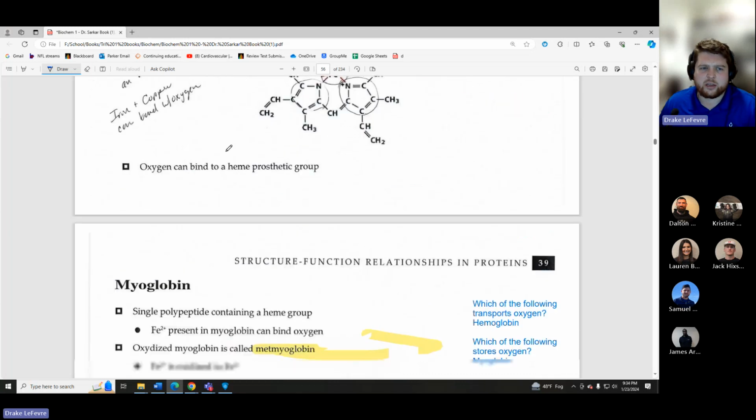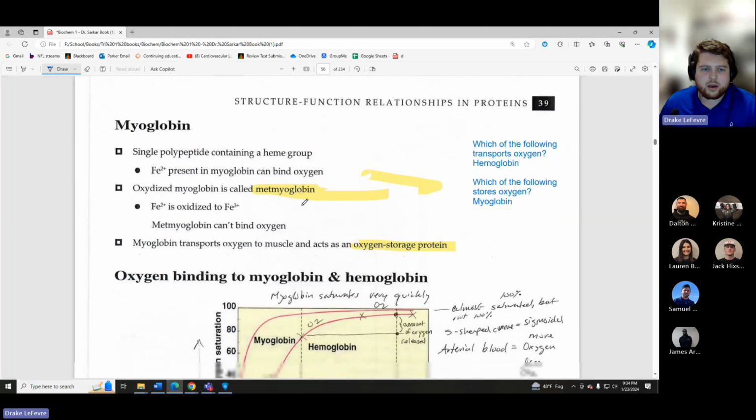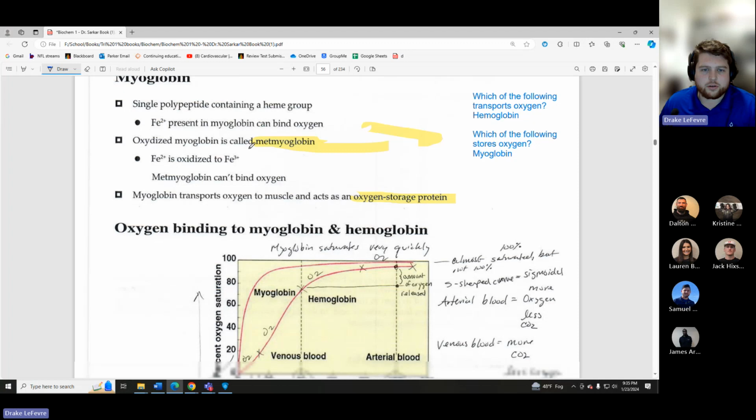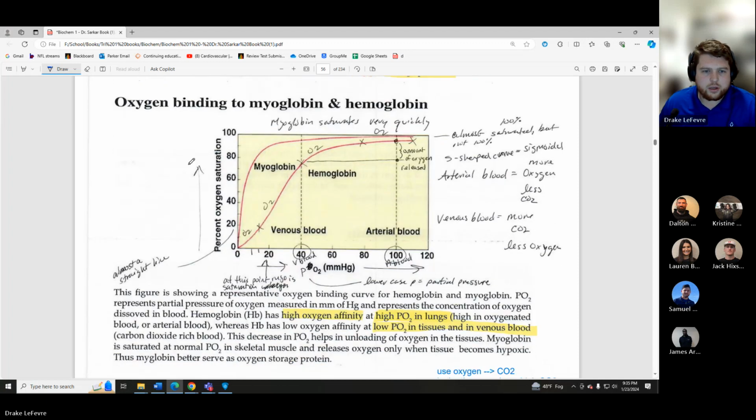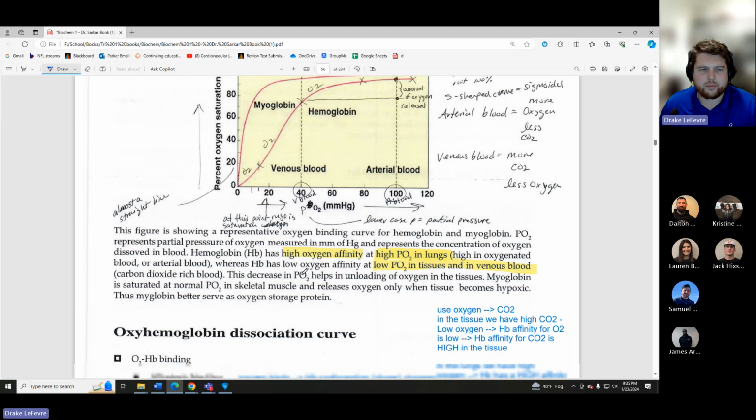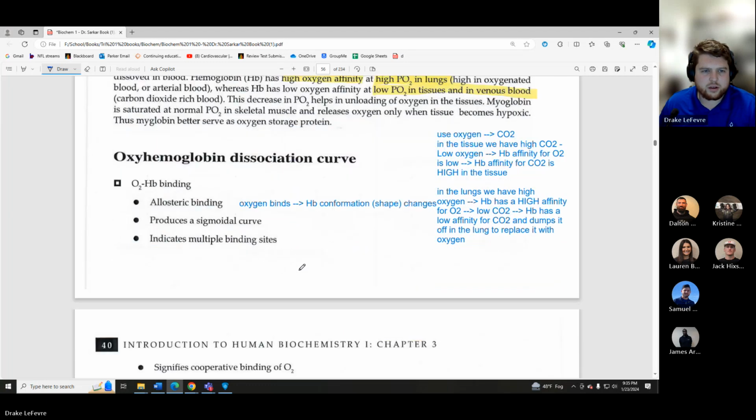This is just talking about hemoglobin, myoglobin. I'd come through and read those. This stuff, he doesn't really talk a lot about from what I remember. A little bit into this.